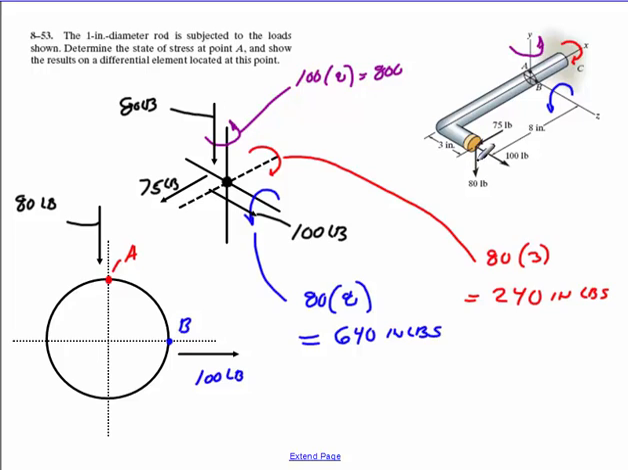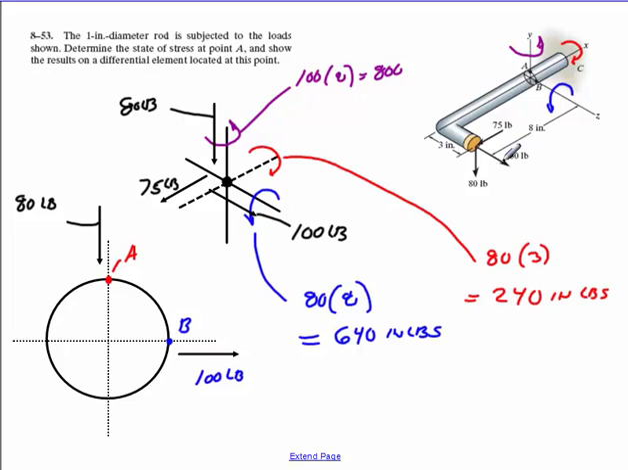Now you got 80 here. That's a vertical. That's a y component. It causes a torque, if you want to say it, or a moment around the x-axis as 80 times 3. It also creates a moment around the z-axis of 80 times 8. So I did that. 640 inch-pounds coming this way. You got 80 times 3 coming this way.